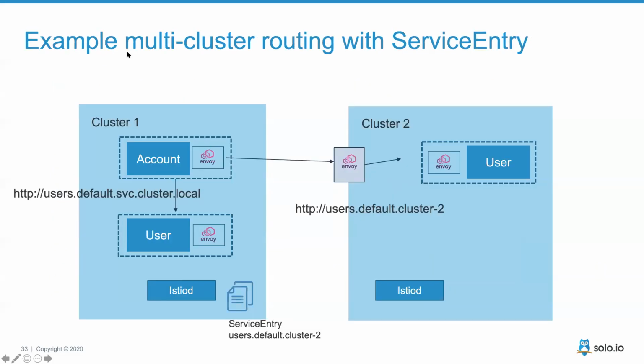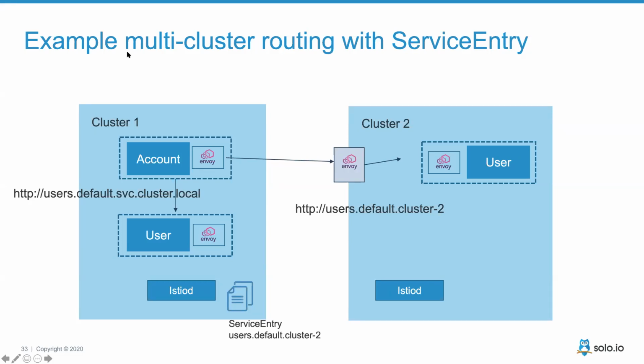So here's an example. When account wants to talk to user, it might not know or care about these other clusters that you have in your system. It will probably use the DNS name that Kubernetes offers for that service. In this case, it'd be something like users.default.svc.cluster.local, right? Now, we might have another service running in cluster 2, another user service.